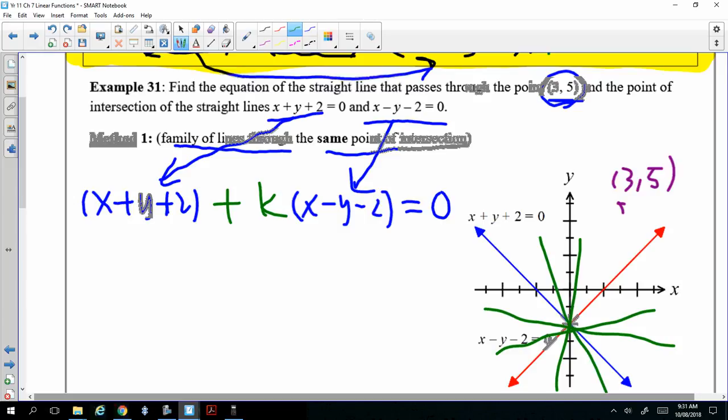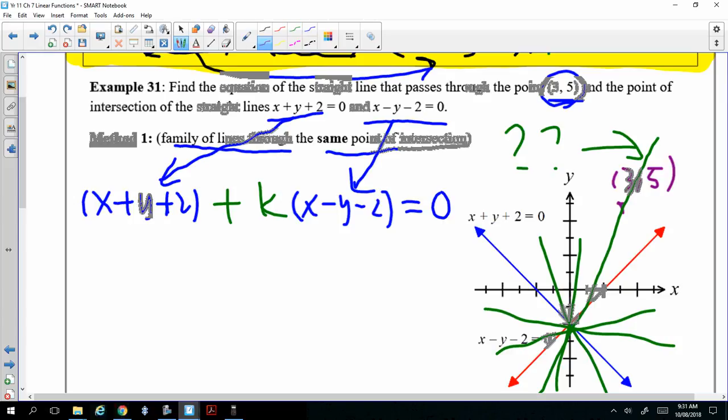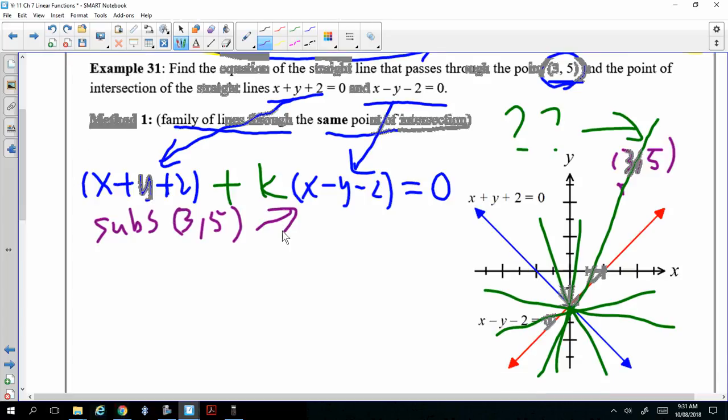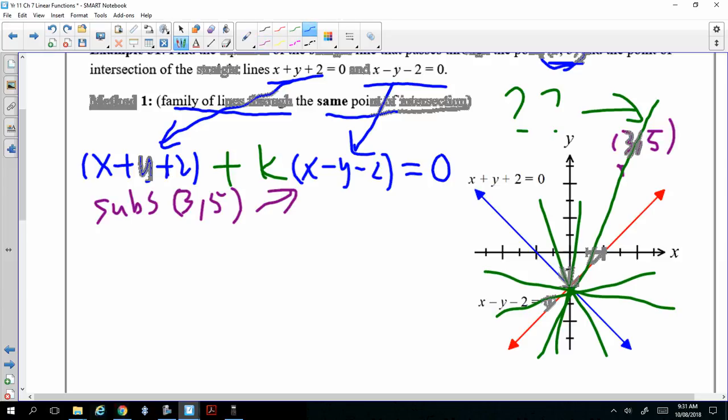Now, if you pass through that point, what will happen? I could substitute into the equation, isn't it? And find k. So let's substitute 3, 5 into the above. Right, let's do that. So what do you get? Let's put 3, 5, which is 3 into x, 5 into y, plus 2, plus k that we're going to find.